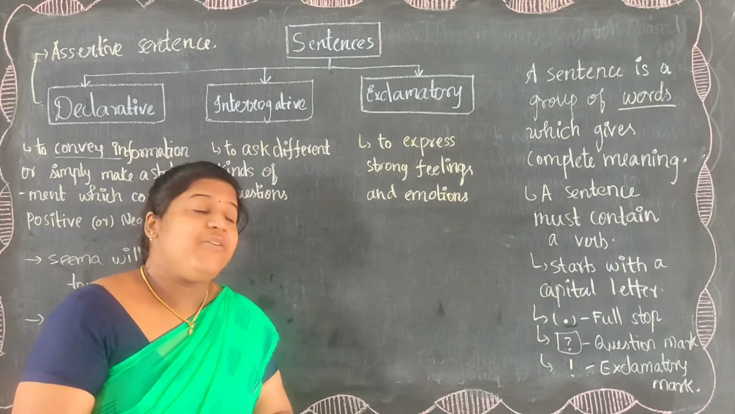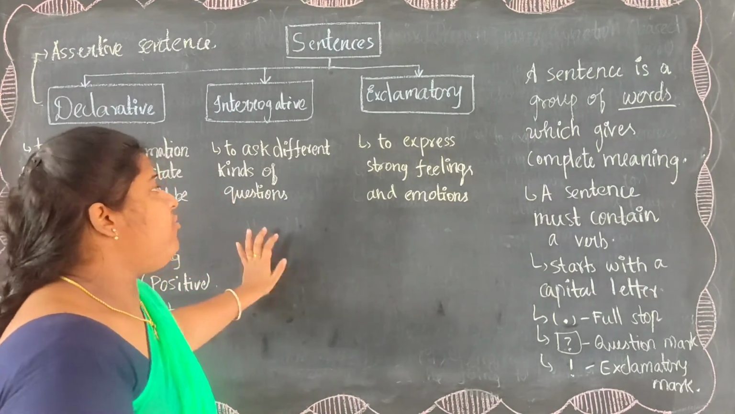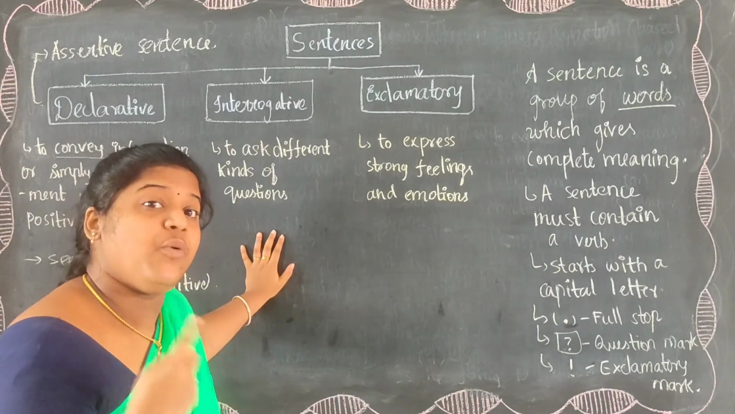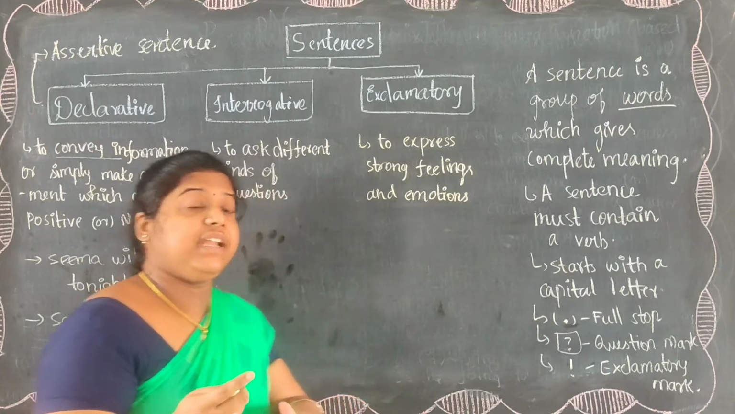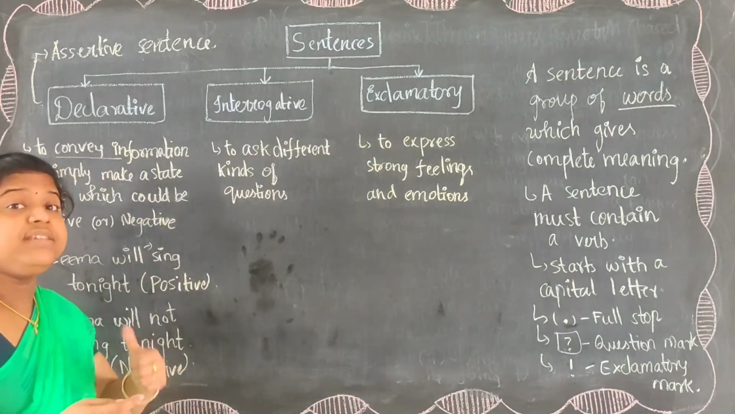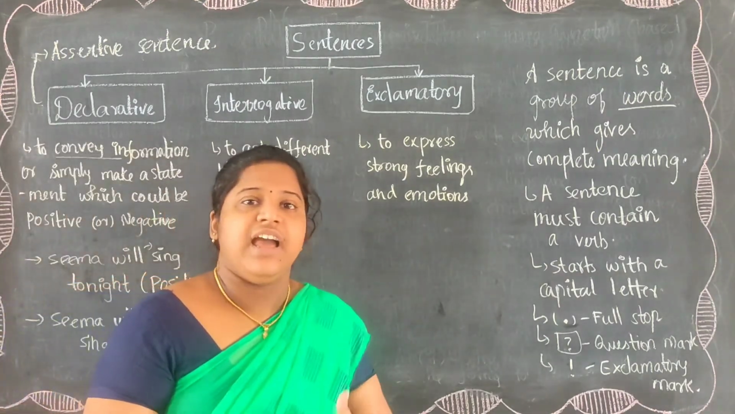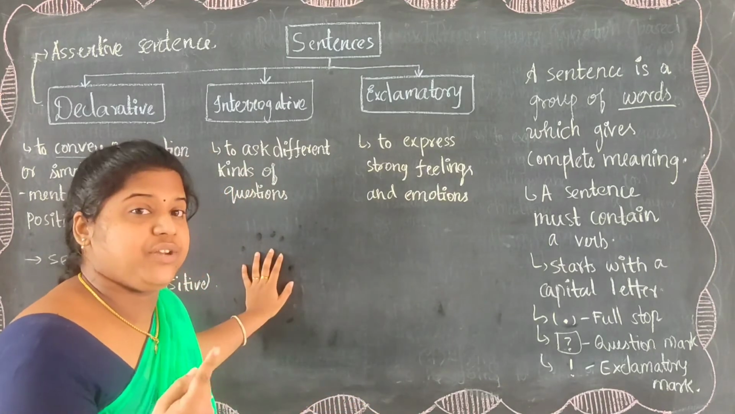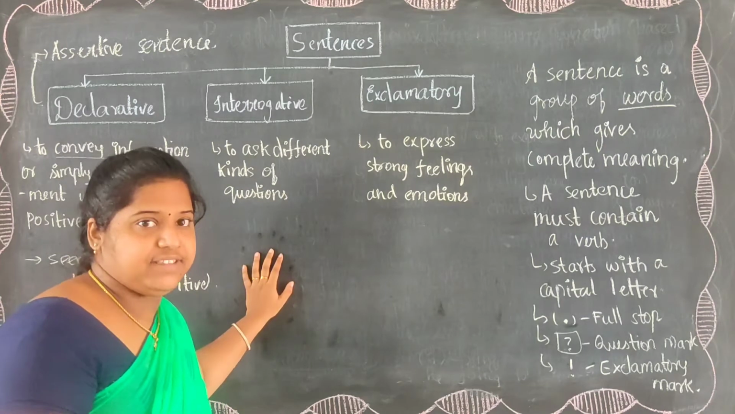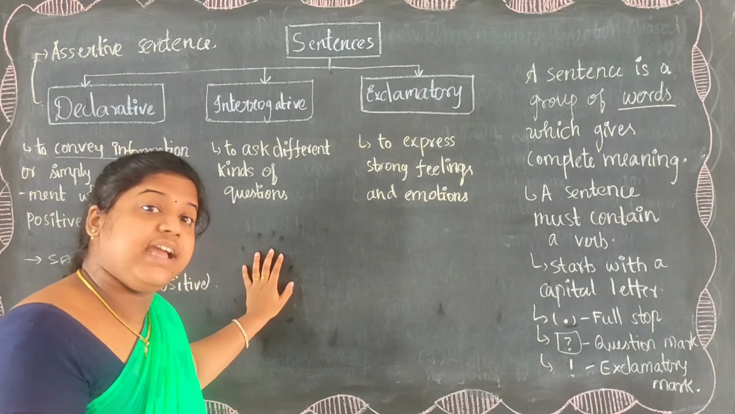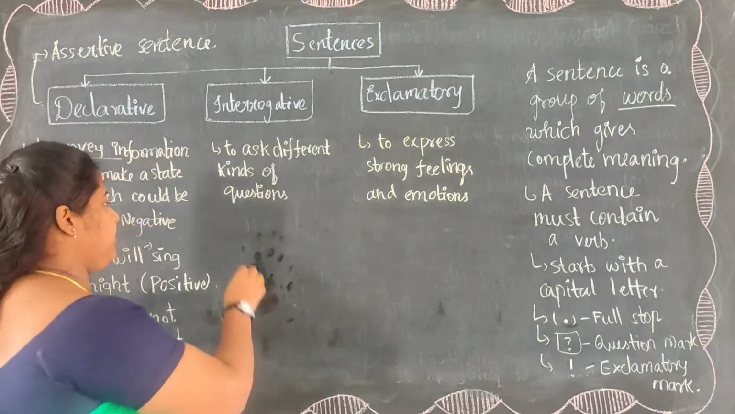For example, I have told you two sentences. What is your name? And my name is Sanjay. My name is Sanjay comes under a declarative sentence because it is conveying information. And then I asked you one question, what is your name? It is a question sentence. Clear with that? So the question sentence comes under the interrogative sentence.